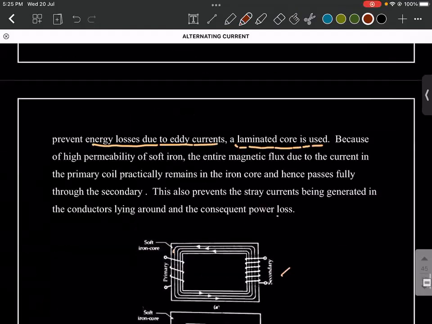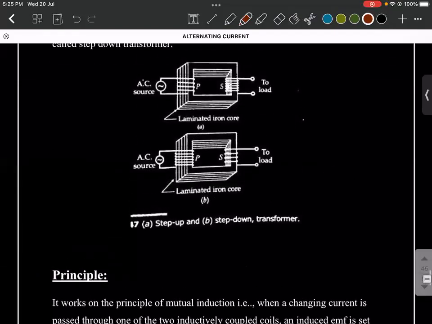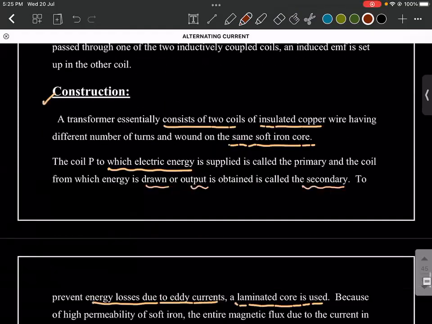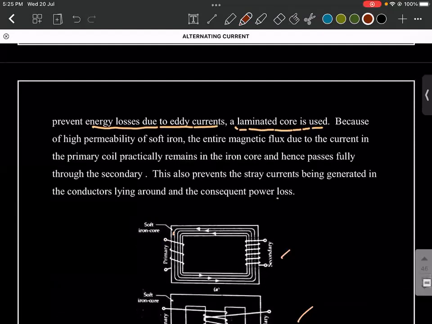Now, this core is what is called a laminated iron core. Why are we using it? To prevent energy loss due to eddy currents. Because of the high permeability of soft iron, though you are using soft iron, its retentivity is less. So try to understand.